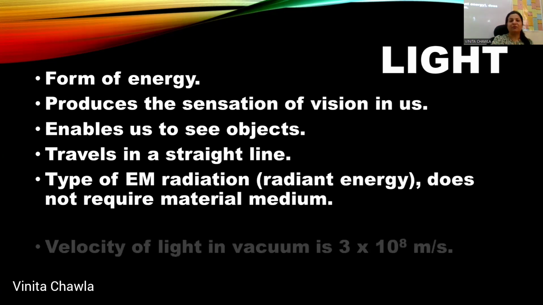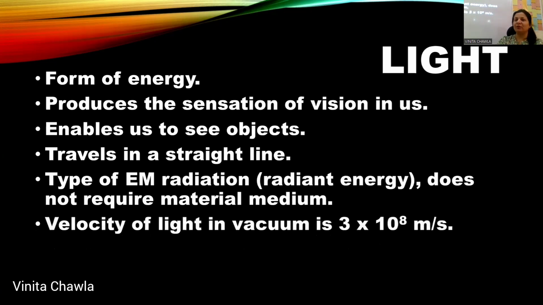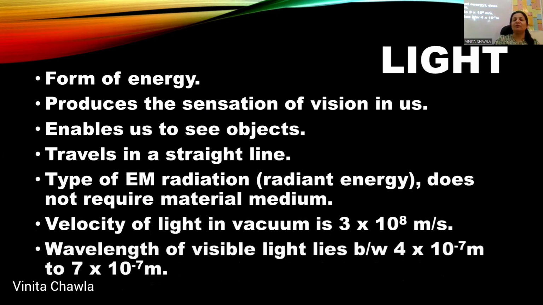Next, we have the velocity of light in vacuum is 3 into 10 raised to the power 8 meter per second. So in 1 second, light covers a distance of 3 into 10 raised to the power 8 meters. Next, the wavelength of visible light lies between 4 into 10 to the power minus 7 meters to 7 into 10 to the power minus 7 meters. This is the wavelength of visible light.